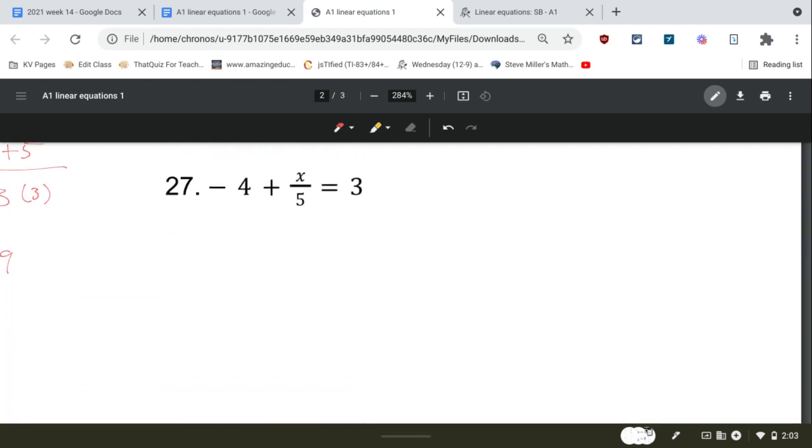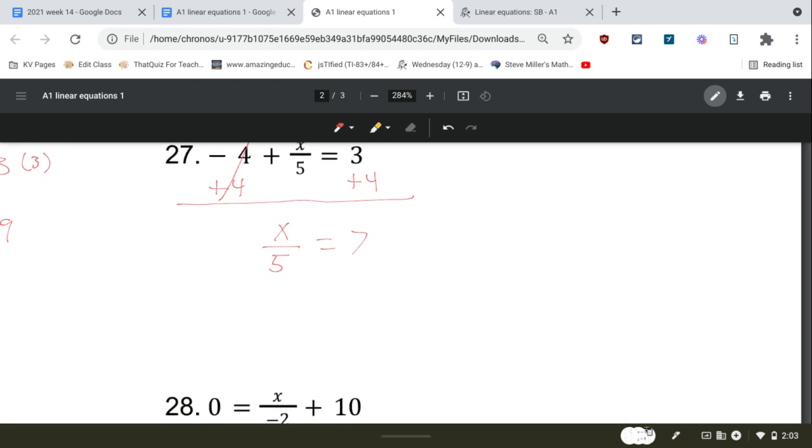All right, number 27. I'll do the same thing here. I'm going to add 4 to cancel out the negative 4. The negative 4 plus 4 cancels, and so I'm left with x divided by 5 is equal to 7. And then you would multiply by 5 to cancel that out. So times by 5. Fives cancel. And 7 times 5 is 35.